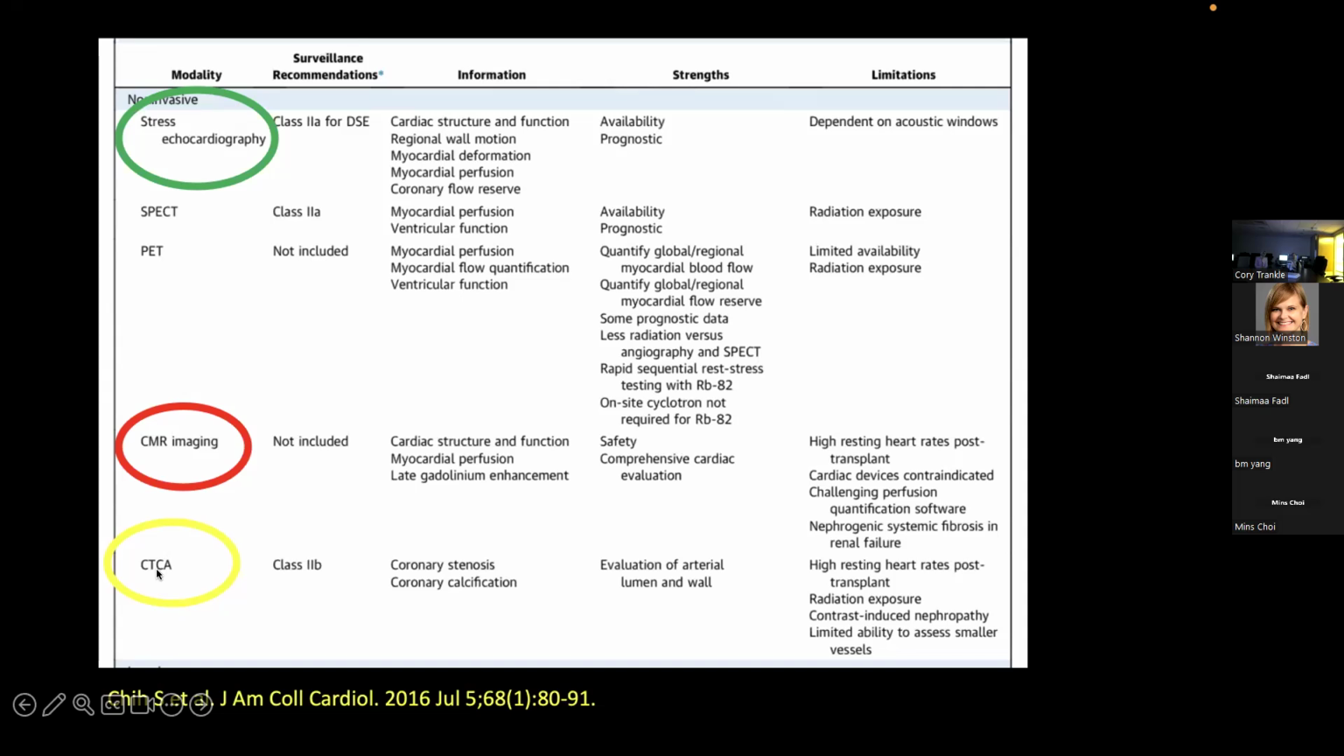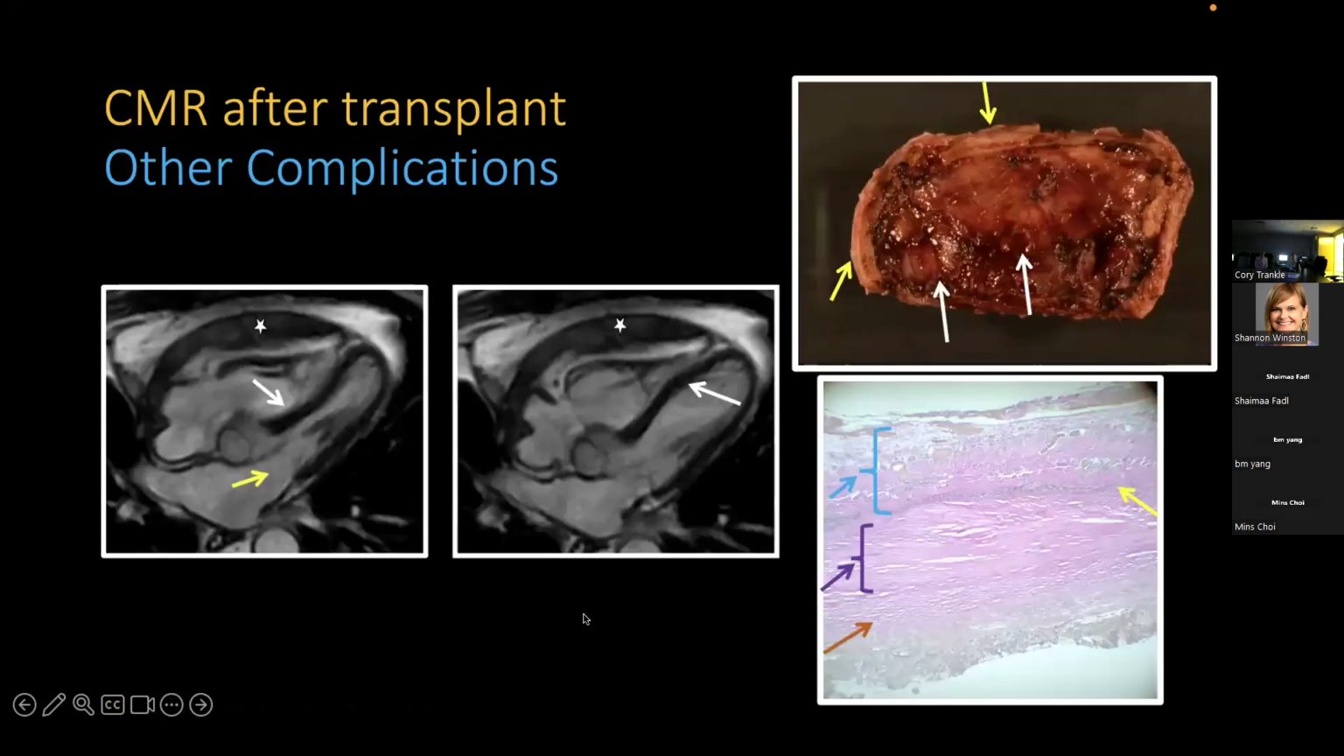That's why the GFR may be a challenge, with the NSF risk, but it's a very minimal risk. Coronary CTA is classified as 2B, and the limitation is the high resting heart rates, but we can tailor that with the retrospective study. Radiation exposure, I think, is a risk versus benefit issue. And again, contrast allergy and contrast nephropathy are other risks.